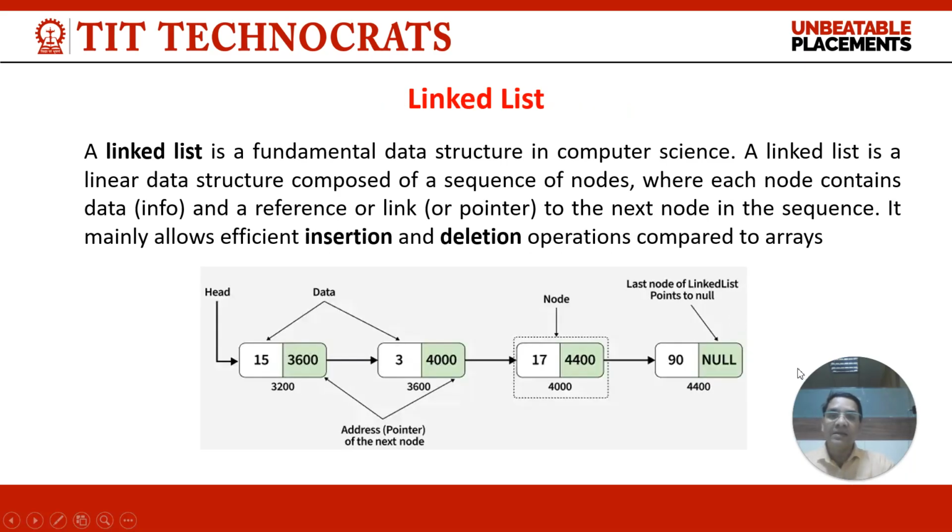Second one is the linked list. It is also a non-primitive linear kind of data structure. A linked list is a fundamental data structure in computer science. A linked list is a linear data structure composed of a sequence of nodes where each node contains data, that means information, and a reference, that is a pointer to the next node in the sequence. It mainly allows efficient insertion and deletion operations as compared to the array data structure.